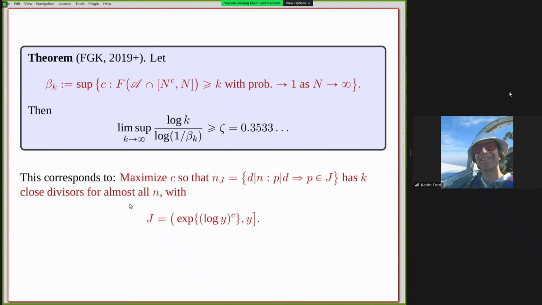So again, what's the correspondence to actual integers and divisors? We're maximizing the c so that if we have an interval, what I call j here, and we look only at the prime factors from j, then with high probability, we can form many close divisors, so k of them.